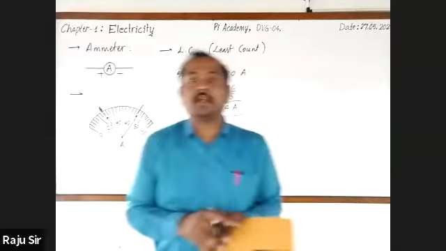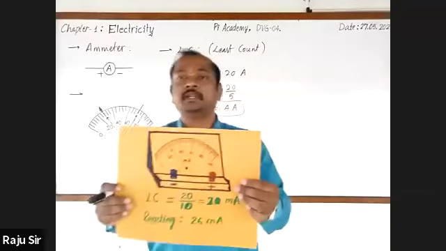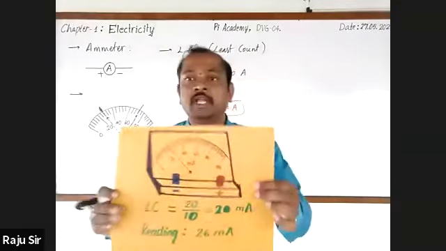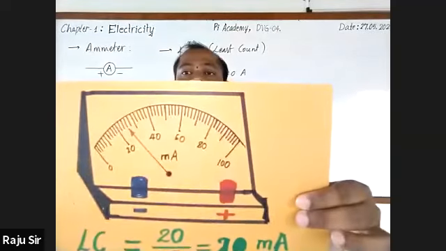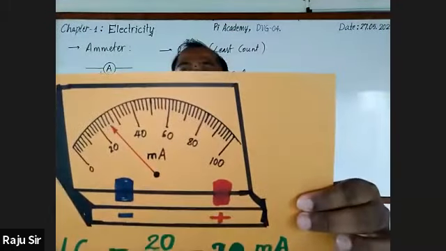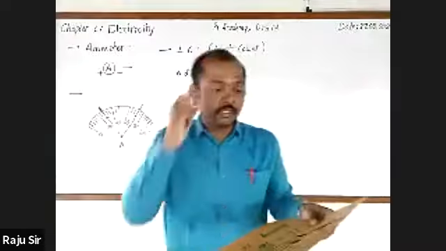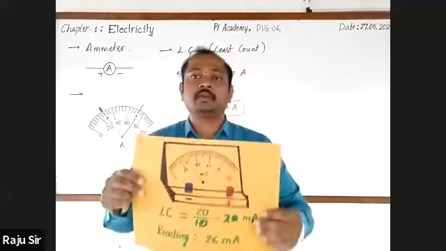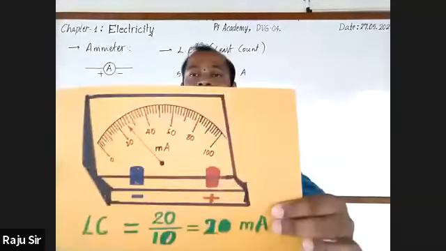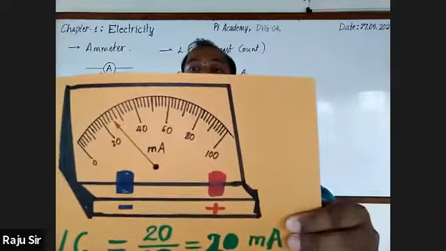Dear students, now I'll show you another ammeter reading. You have to tell the current. You are telling that 32. No. You do one thing. First, please observe it.